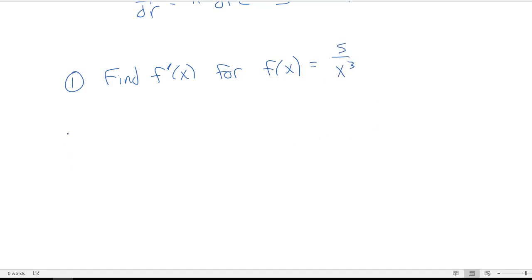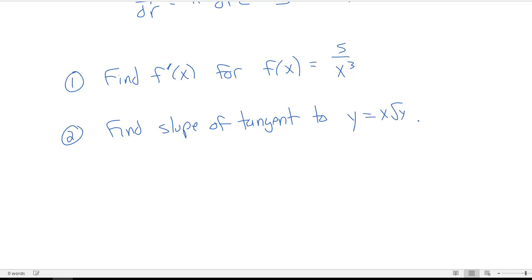And then the second one, I want you to find the slope of the tangent to, let's say, y equals x times root x at x equals 1. Now, before you pause the video, I want to give you a little bit of a hint. For both of these, when you're doing the derivatives, keep in mind what you need. What you want is x to a power.